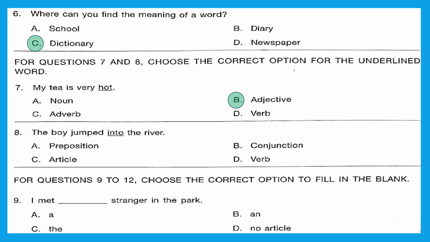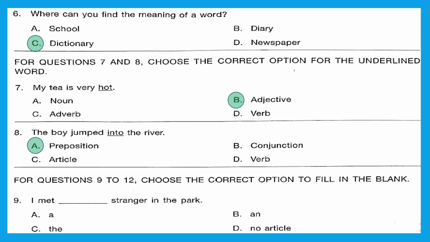The boy jumped into the river. Is it preposition, conjunction, article or verb? And here they are talking about into because into is underlined. Into here is preposition, option A, because it is telling the position of the boy that is towards inside the river. So into is the preposition here.